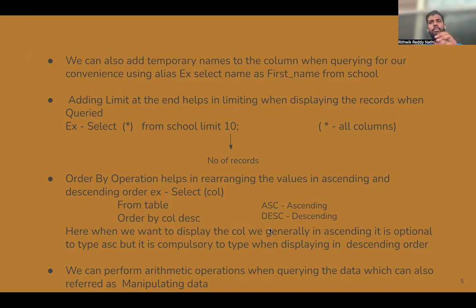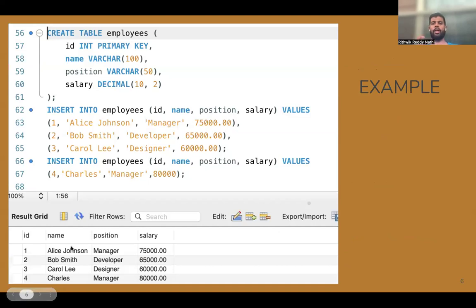And you can also limit the number of records that you want to show using the limit command. And with the order by operation, you can arrange records in ascending or descending order. And you can also perform operations such as addition, multiplication, division, or anything in SQL directly using operators like plus, minus, and multiplication. So, okay, let us see it in a practical demo.